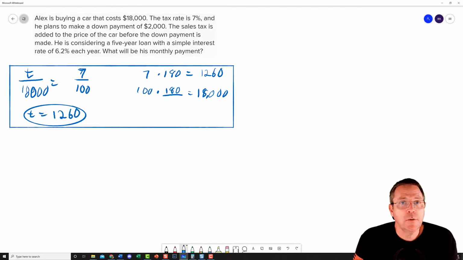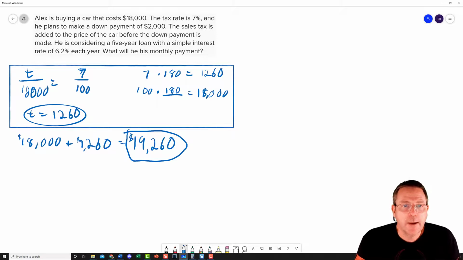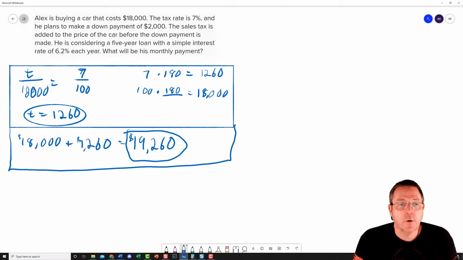Next thing we need to do is find out, okay, what's the actual selling price of the car going to be? So we have the $18,000 of the car plus the $1,260 of the tax. Of course, we need our dollar signs here. And when we add that up, that means we're going to have $19,260. That is the amount that's going to be financed. And we're going to add a new box section to keep our work neat and organized.